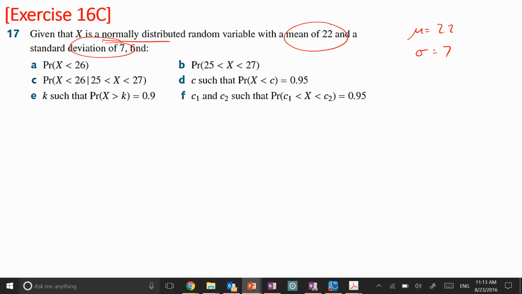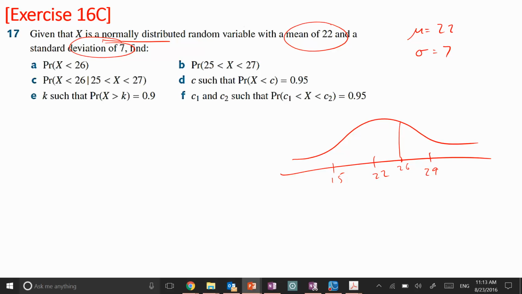If I were to draw this problem, it's a bell curve. I know that the mean is at 22, standard deviation of 7, so that means 7 above is 29 and 7 below is 15. Yeah? That's my current problem. Now they're saying, find the probability of x less than 26. Well, 26 has to be somewhere between 22 and 29, so I'm going to say 26 is here.